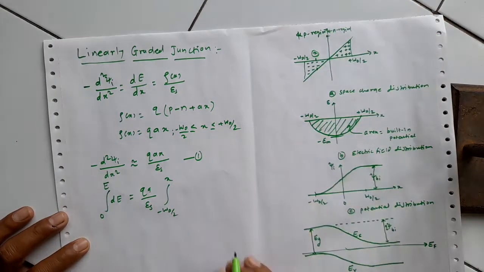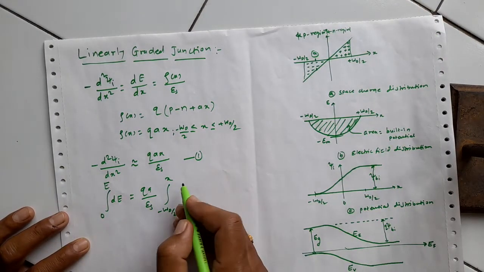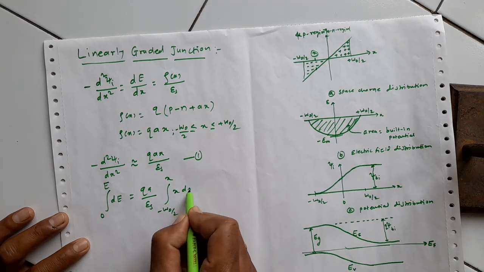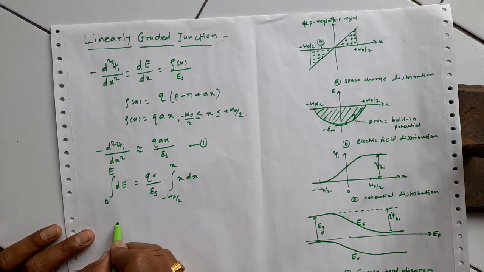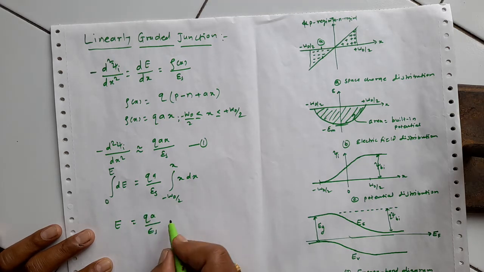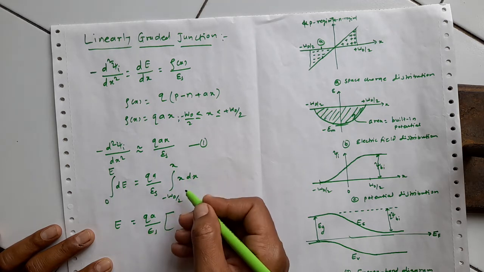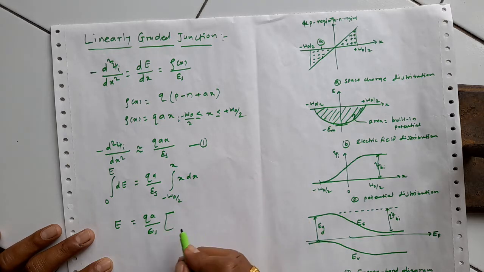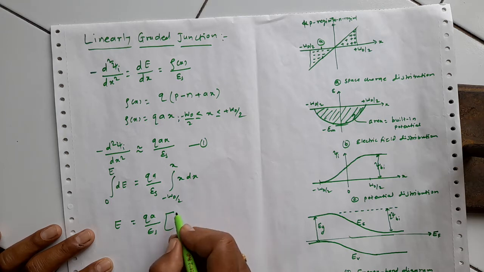So, corresponding to the variable x, this will be given as something like a x dx. So, this will result in the electric field E equal to q a upon epsilon s into, just write x square by 2. So, just try to substitute the values and solve it. So, what we will get is nothing but the x square by 2.